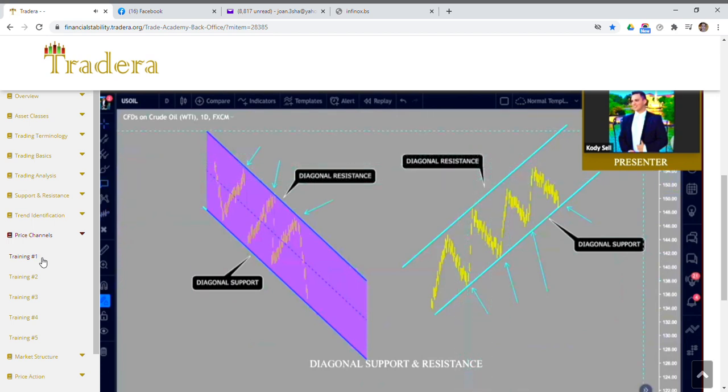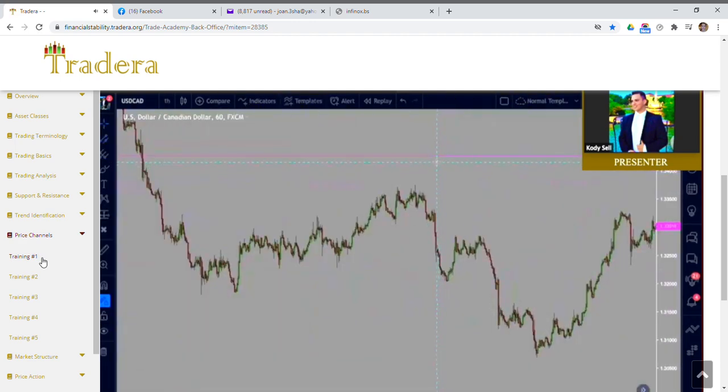So let's shoot over to the market and let's identify some price channels. All right, so I've got us pulled up here on USD CAD on the 1 hour time frame, and we're gonna just take a look at some textbook price channels.